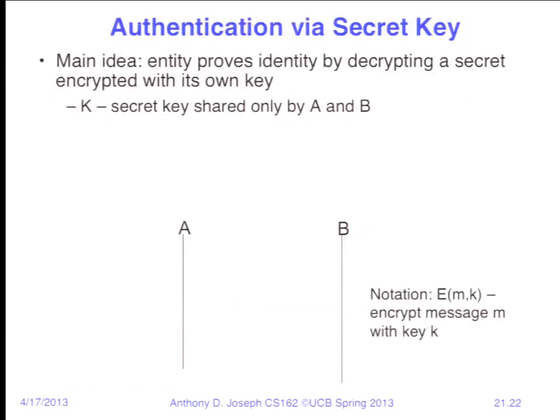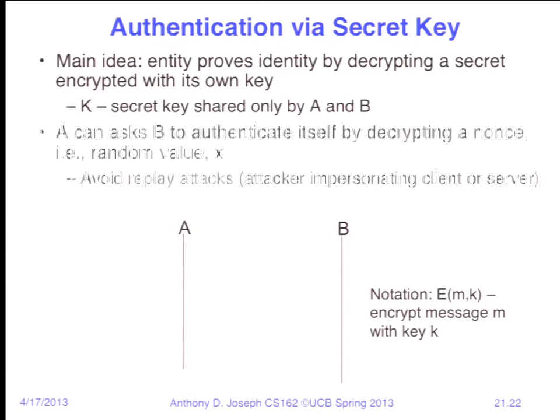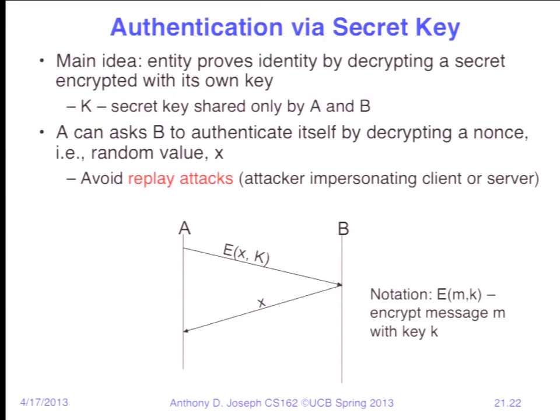Okay, so we can use a secret key for authentication. Again, this is a shared secret between two participants, and A can authenticate itself to B by creating a nonce. A nonce is a random number. We use it to avoid replay attacks, and A will encrypt that nonce with a shared secret key. Now, when B receives that, it can decrypt it, it'll see the nonce, and it can send it back to A. So what do we know now? A knows it's talking to B, because only B could have correctly decrypted the message that was sent.